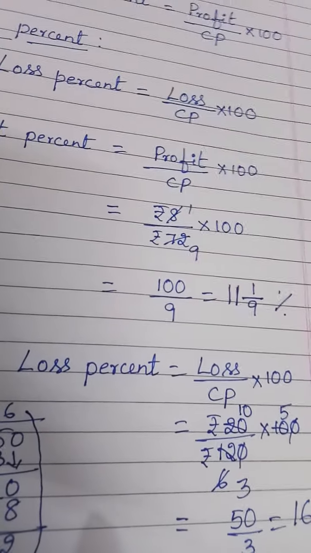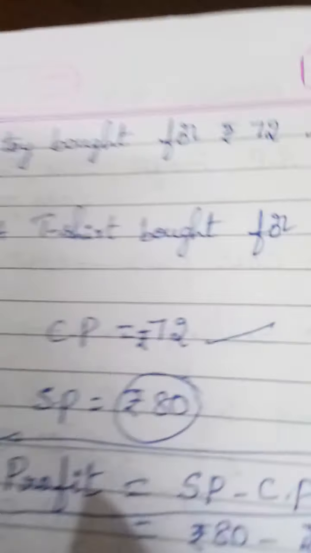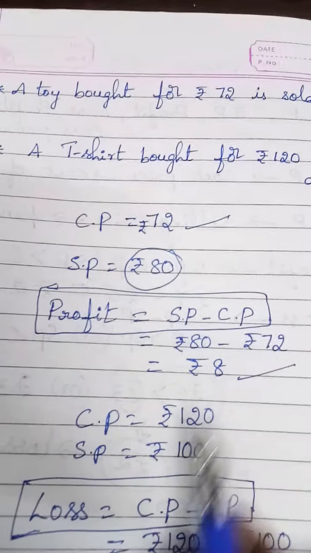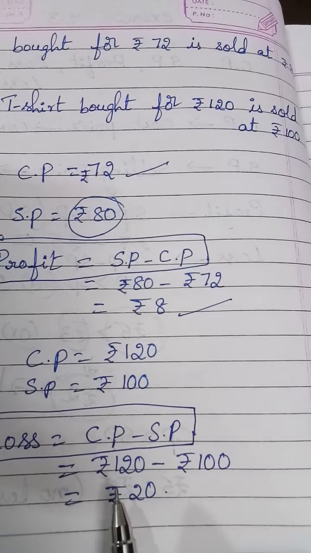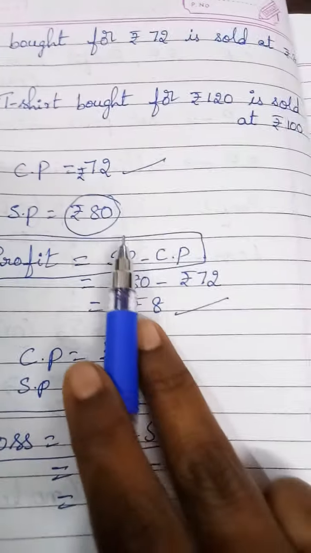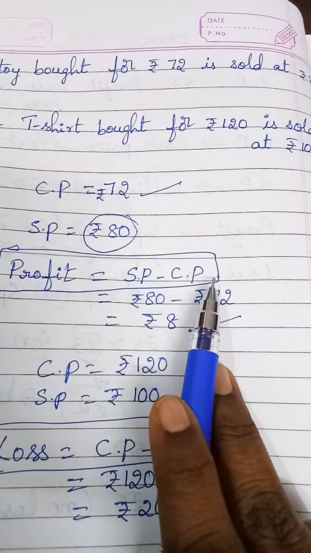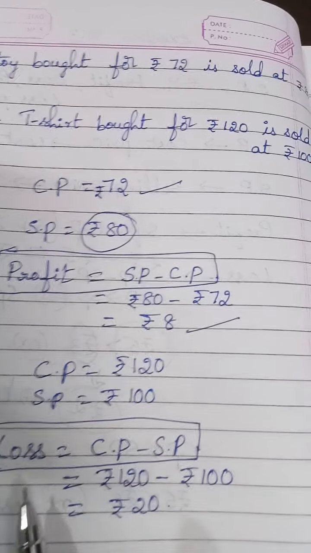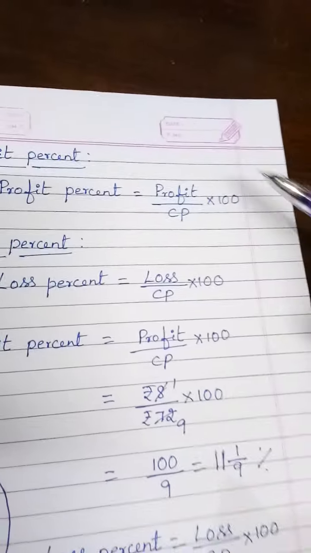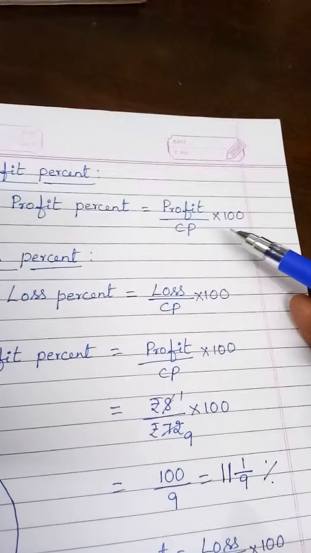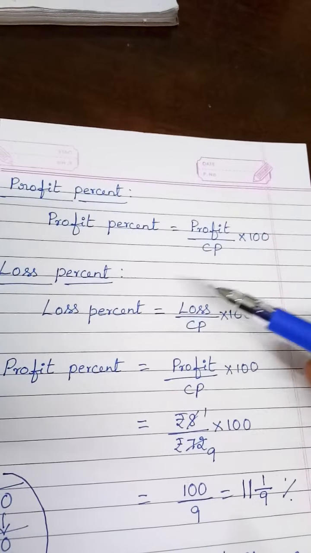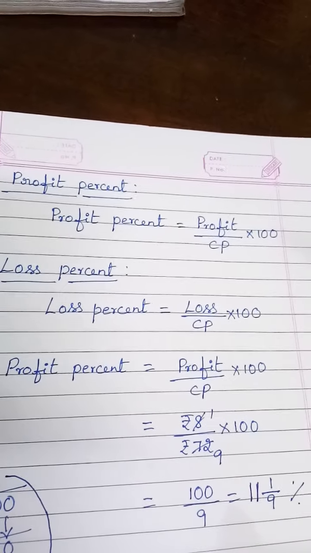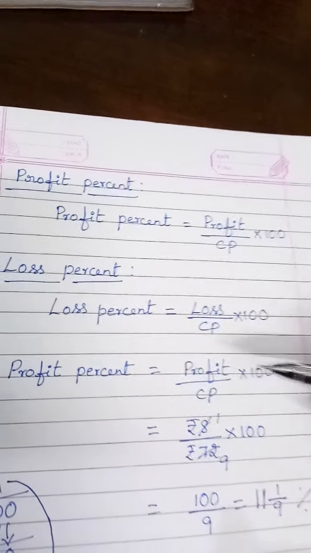Understood? So what is the formula for profit? Profit is equal to SP minus CP, and loss is equal to CP minus SP. That is, selling price minus cost price is profit, and cost price minus selling price is loss. Profit percent is profit by cost price into 100, and loss percentage is equal to loss by cost price into 100. By using these formulas you will get the percentage. Okay.